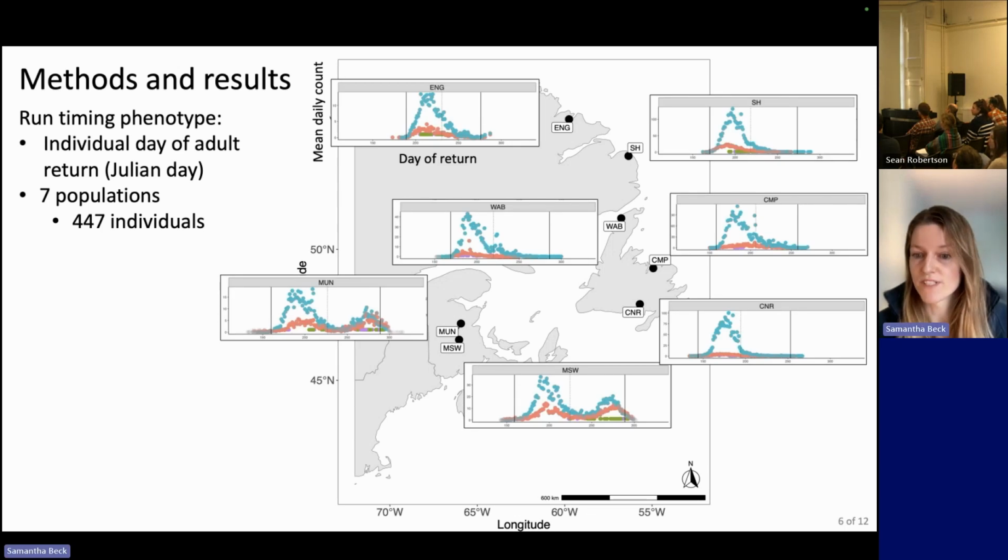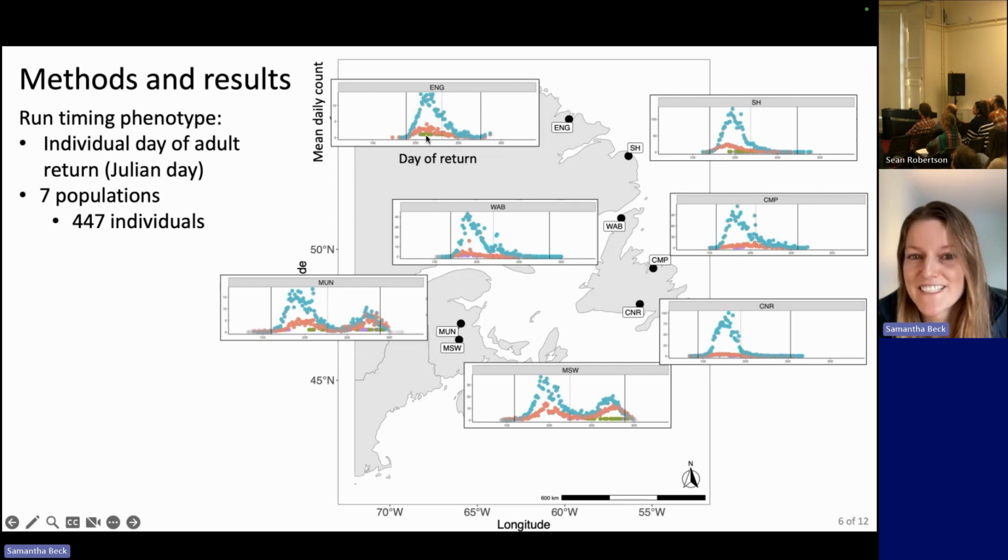And just to show you what the run timing patterns look like. This run timing pattern is based on a 28-year data set, and you've got the mean daily cumulative count on the y-axis and the day of adult return on the x-axis. And each colour corresponds to, so the green is the 1SW, one sea winter salmon, and then the red is the multi-sea winter salmon. So you can see they have very similar distributions in their run timing peaks across those populations.